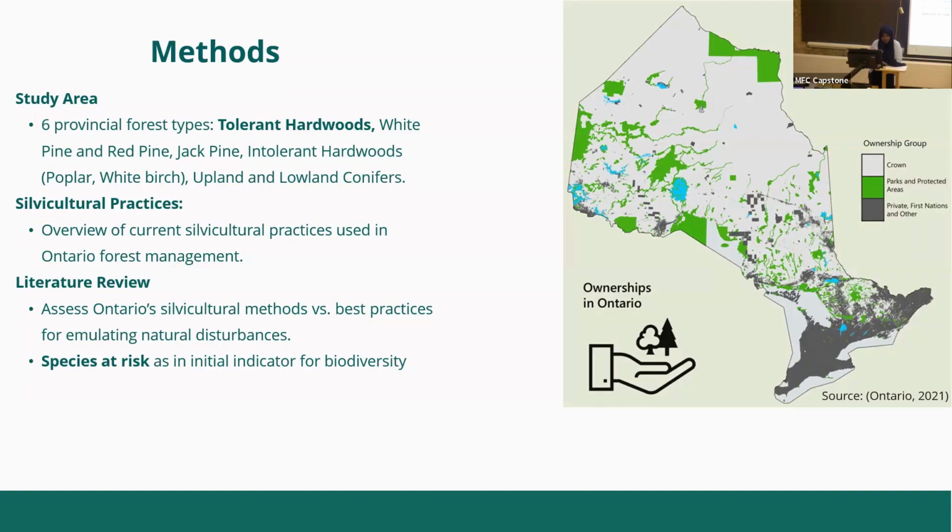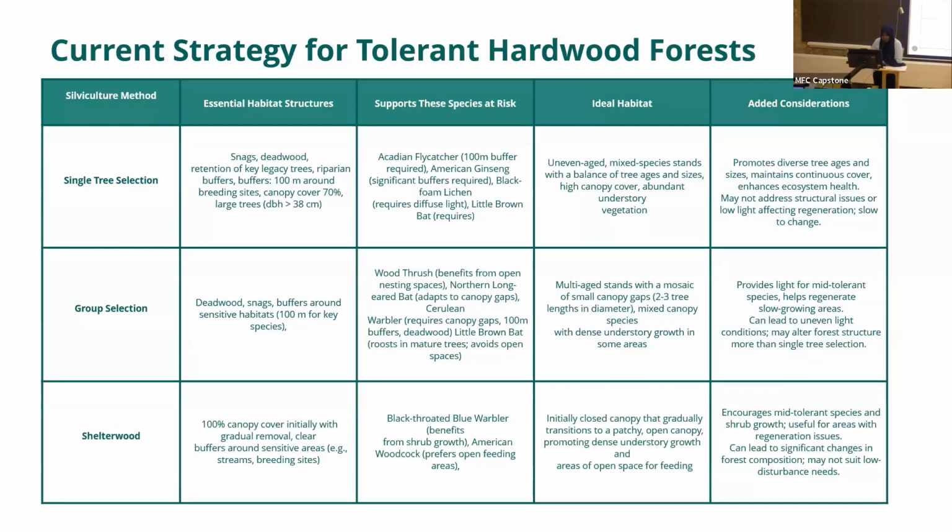I specifically focused on official provincial forest types that were defined by the Government of Ontario. And for this presentation, I will be using tolerant hardwoods as an example, but I did similar reviews for each of these forest types. I then, for my analysis, did a literature review on the standard silviculture practices in Ontario and what's often recommended and how often they're practiced. Following that, I did a review on how well these practices emulate natural disturbances and the limitations of these practices to see if they have the potential to meet OECM criteria. Lastly, I used species at risk as an indicator for biodiversity.